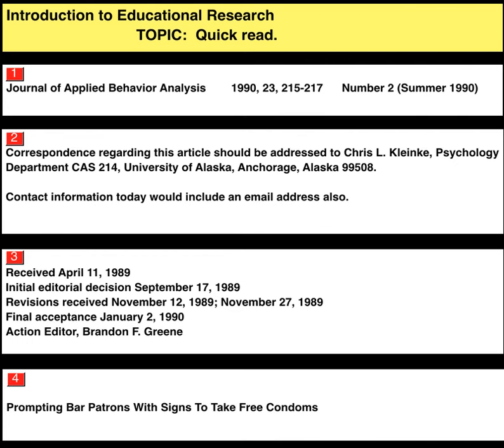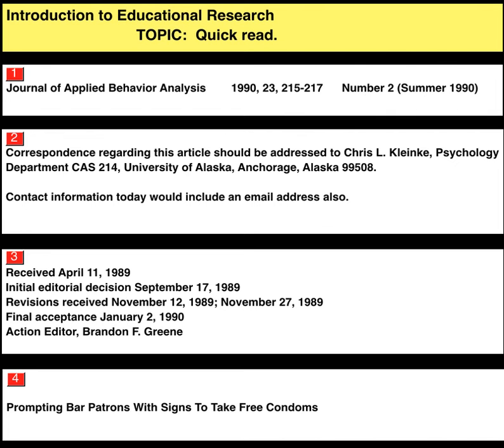Or to reject it. The initial editorial decision was made on September 17th, 1989, and obviously the article was accepted for publication with revisions, because you can see the revisions were first received November 12th, and then the final revisions November 27th. Final acceptance of the article was on January 2nd, 1990, 9 months after the submission. But the actual publication was not until the summer of 1990, over a year after being submitted for publication.